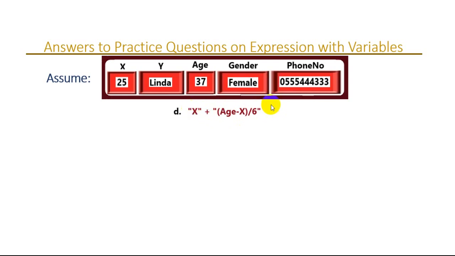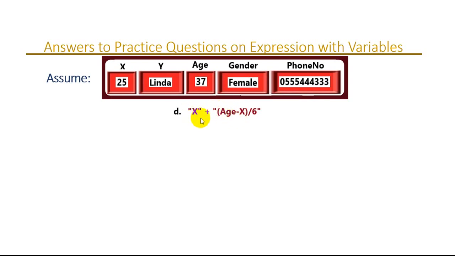So when you have an expression like this with a plus, this is alphanumeric x, and this is alphanumeric open bracket age minus x close bracket divided by 6. The plus in between is concatenation, because with alphanumeric values this is not a normal arithmetic plus. It is a join operator, and in terms we call it concatenate. So there is no substitution directly. You don't put 25 here, and you don't put 37 under age or 25 under x, because this is not referring to the variables. These are just constants.